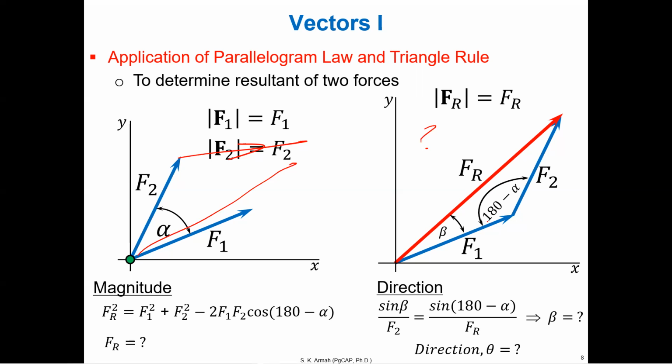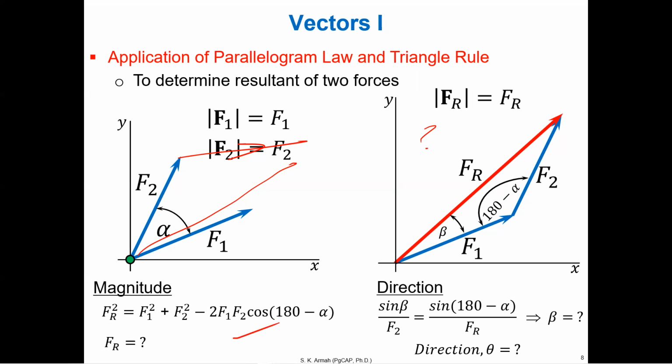Now, in class we were able to show that the angle that faces FR is 180 minus alpha, where alpha is the angle between the two forces. Okay. Now, knowing F1 and F2, that's the magnitudes, and knowing this angle means you can use the cosine rule here to compute what is the FR.